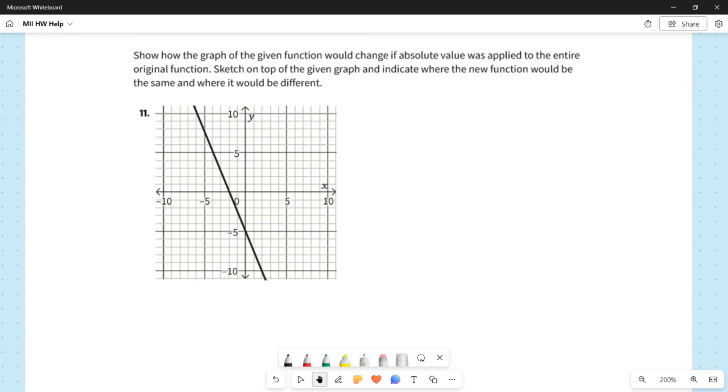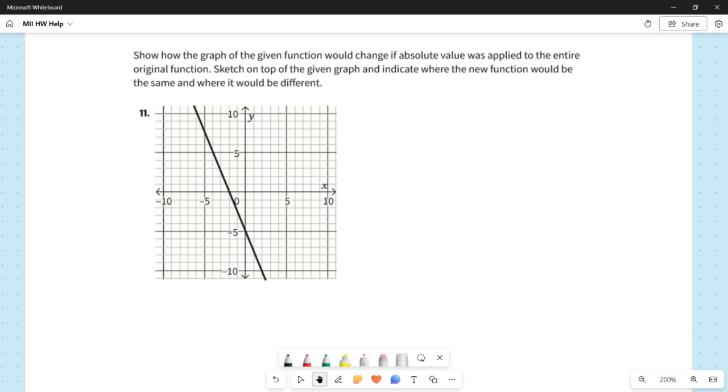Next assigned question is 11. We've got a new set of directions here. Show how the graph of the given function would change if absolute value was applied to the entire original function. Sketch on top of the given graph and indicate where the new function would be the same and where it would be different. So we have a graph of a function.